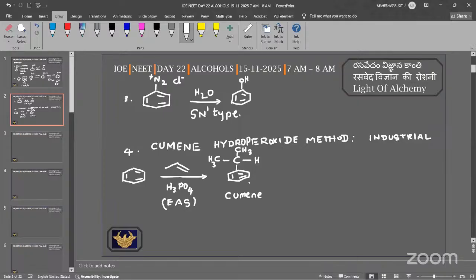Now, see what is the ultimate product? Phenol. Finally, we should get phenol. So, to get phenol, oxygen should be introduced, right? That introduction of oxygen is possible with aerial oxidation. Air present in the atmosphere interacts with the isopropyl benzene or cumene. So this process is called aerial oxidation.